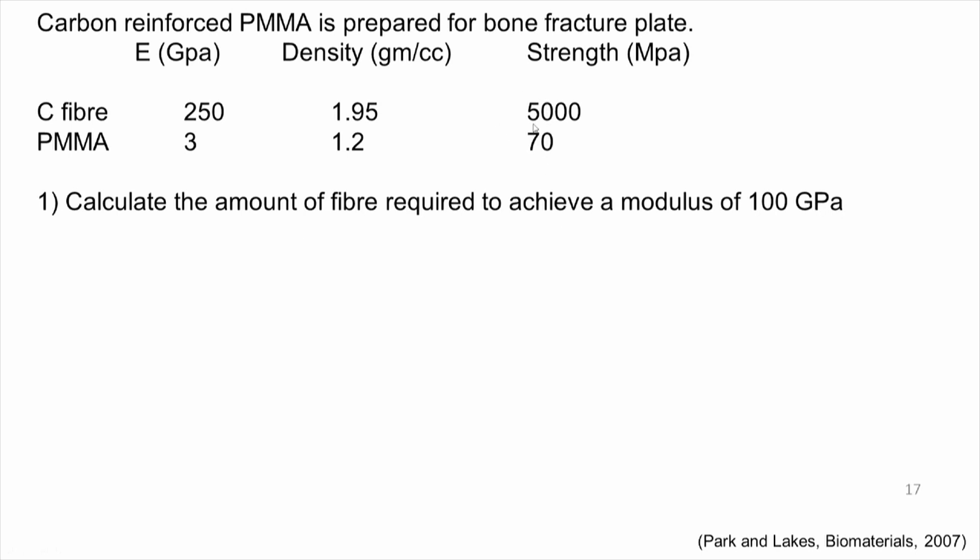So, we have two materials mixed together for a composite, we want to achieve 100 gigapascal. So, we can follow the mixture rules, volume fraction of carbon multiplied by 5000 plus volume fraction of PMMA multiplied by 70 will give you 100, and of course, volume fraction of this plus that should be equal to 1. So, we can calculate what should be the amount of fiber to be added, quite simple. Look at this, 100 equals volume fraction of carbon fiber, okay, into 250, okay, plus volume fraction of PMMA, 1 minus volume fraction of carbon, okay, into 3.